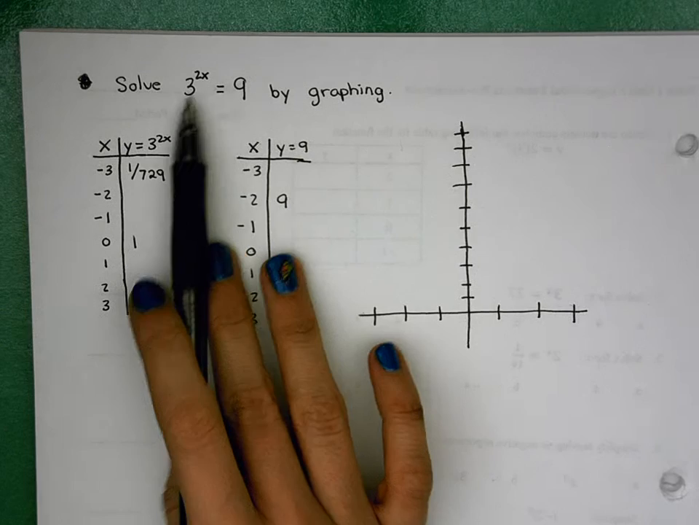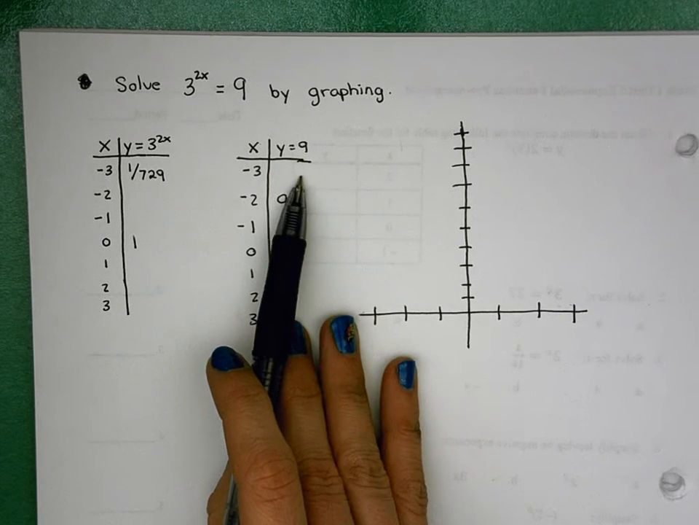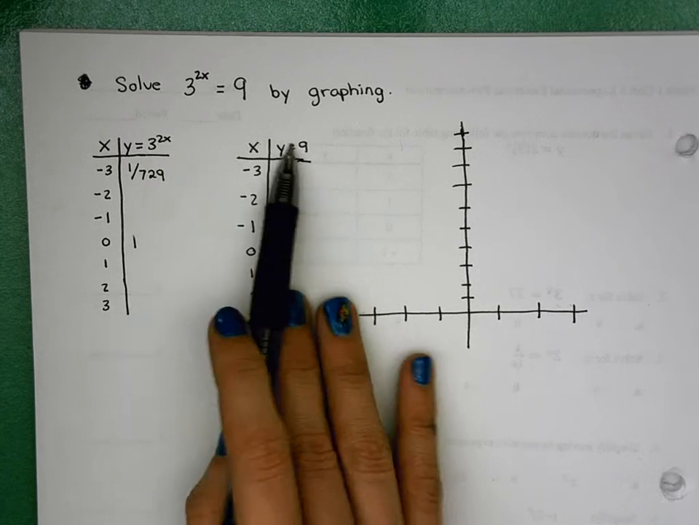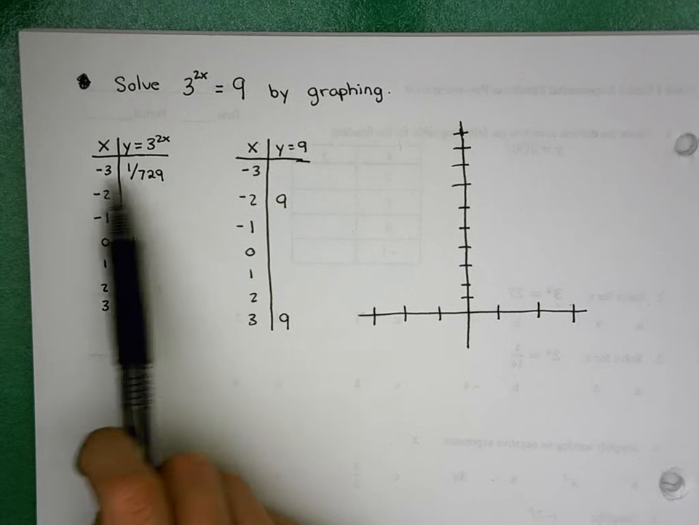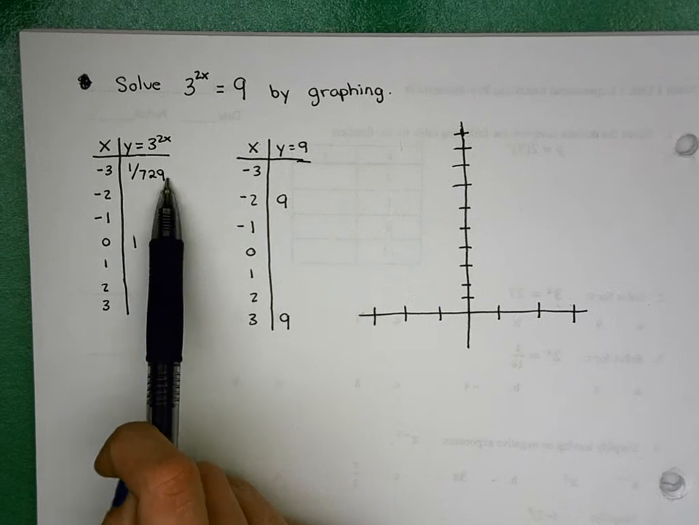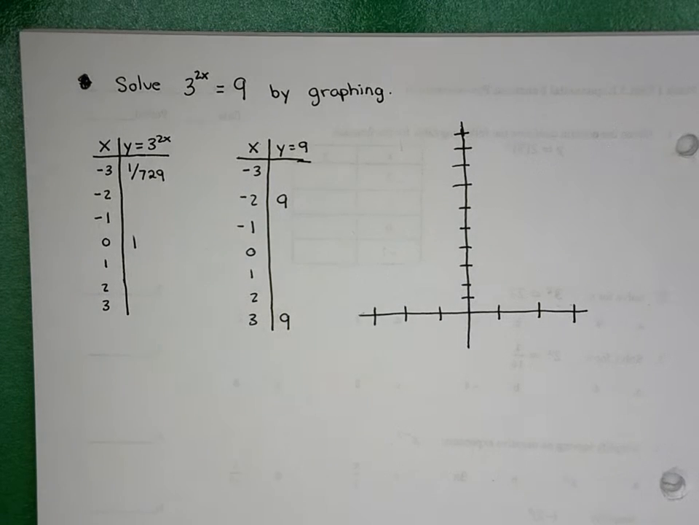One is for the left side of the equation, the 3 to the 2x. One is for the right side of the equation, the 9. And then you're going to fill these tables in based off of these two functions, the 3 to the 2x and the 9. And so I've already done that with a couple of pieces here. I plugged in -3 into this, and I got 1 over 729, plugged in 0 and got 1. We're going to go ahead and do the rest.